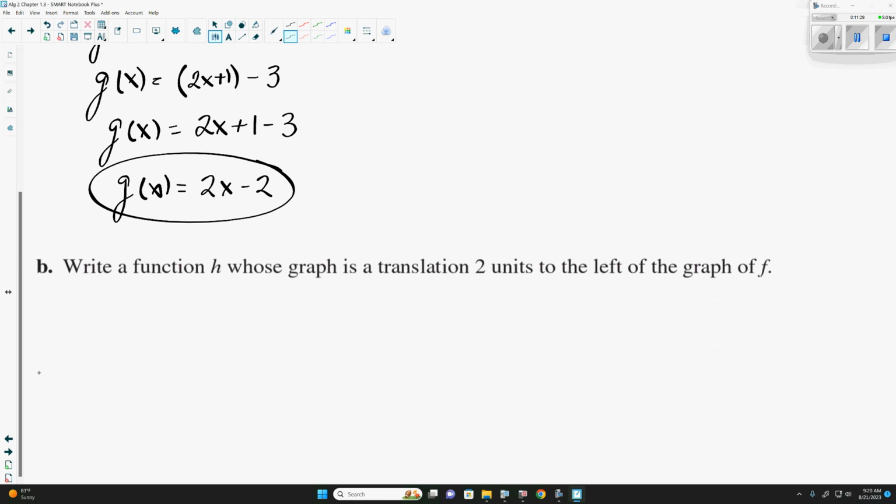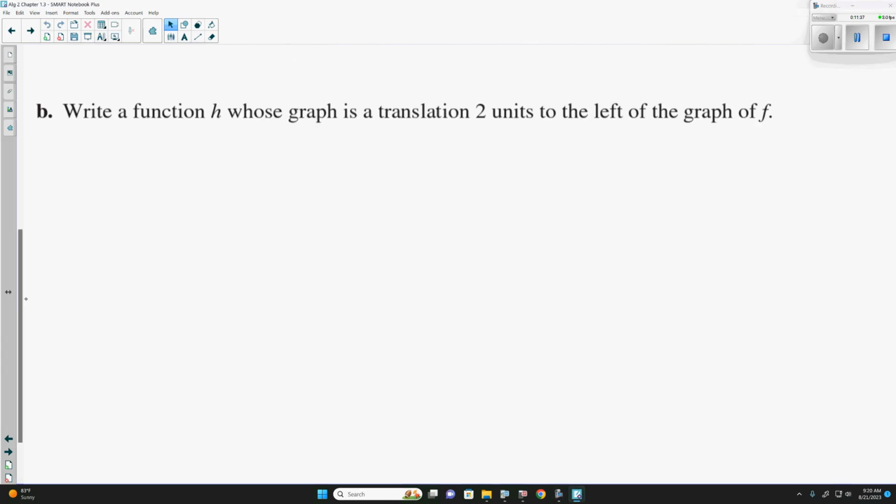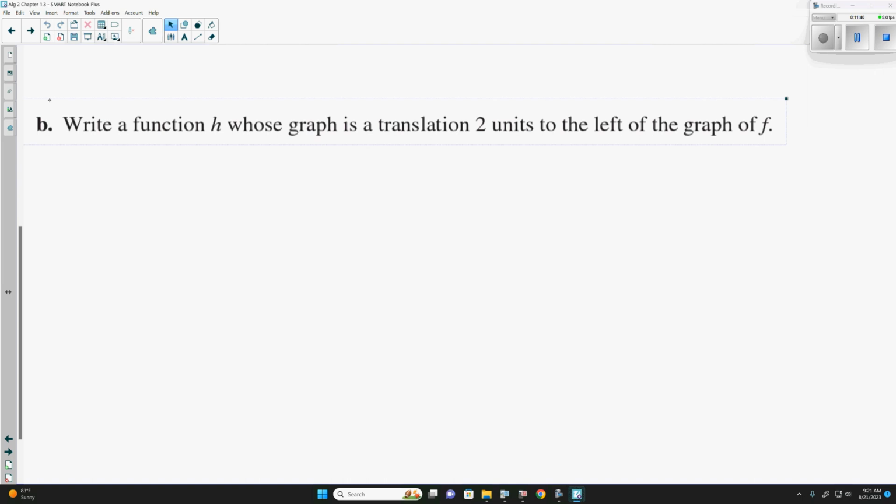Let's look at the next one. So we have this one here. We want to write a function h whose graph is a translation 2 units to the left. So this time we're going to use the h equation. So we're going to say h of x is equal to f of x minus h, because our x minus h inside the parentheses is going to be our left or right. We're going to use it for left and right.